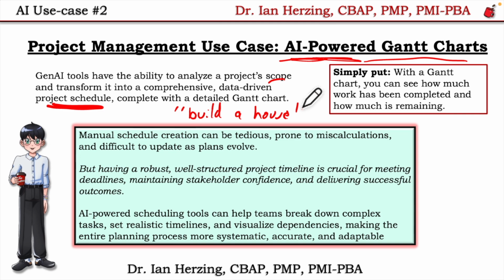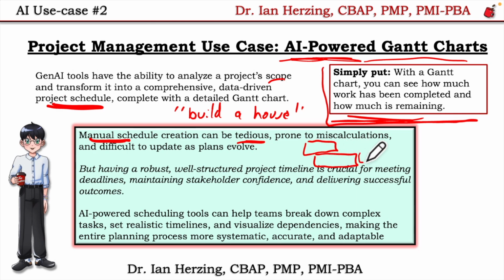So, with a Gantt chart, you can really see how much work has been completed, how much work is left, and that's where Gen AI can really help us, because manual schedule creation can be quite tedious. I don't know if you guys have ever tried to create a Gantt chart by hand like this and draw everything out, but there's a proneness towards miscalculations when doing something like that. And especially if you have a really robust, well-structured timeline, you can use AI-powered scheduling tools just to help visualize those dependencies in a matter of seconds, really.